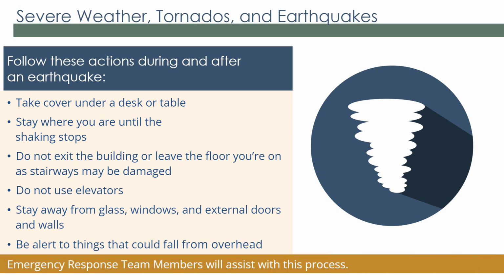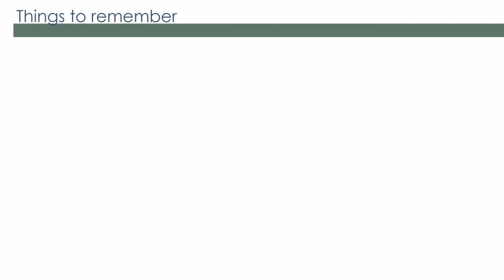Emergency response team members will assist with this process. Responders can be identified in vests of distinct colors. Additionally, team rosters, which identify the responders assigned to your floor, are posted throughout the building. Three additional, critical things to keep in mind during an emergency.